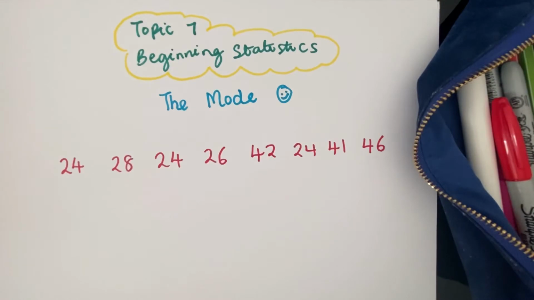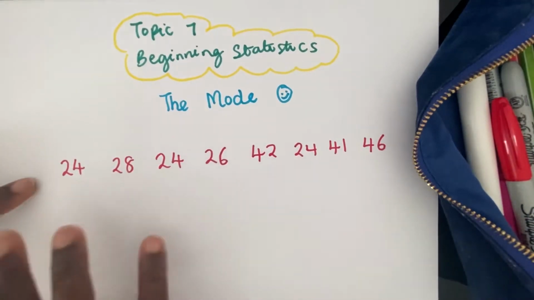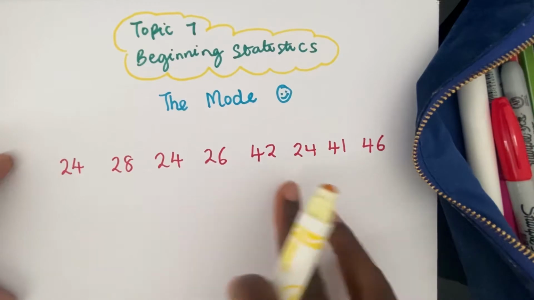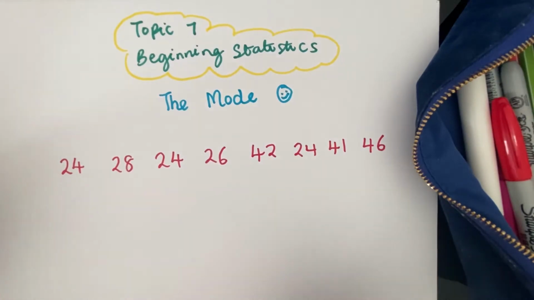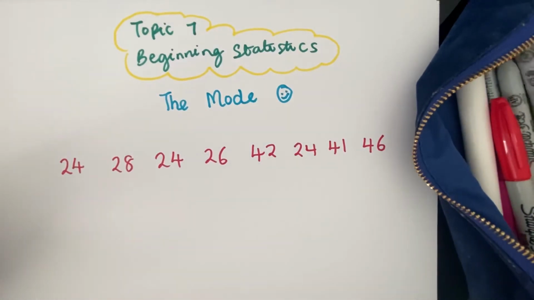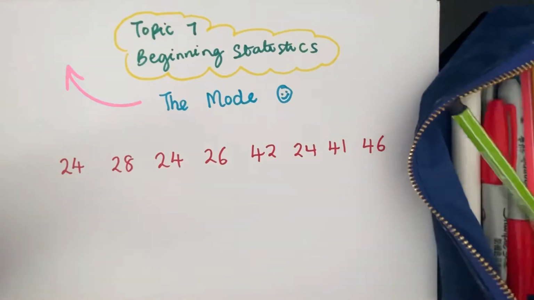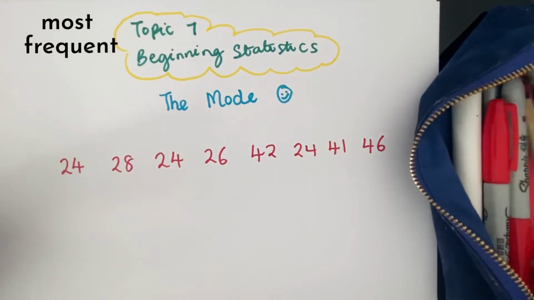When we were in primary school, we were taught how to find the mode for a simple data set like this one right here, just by observation. You can have a look at it and see which number is occurring more frequently. And of course, the mode stands for the most frequent.